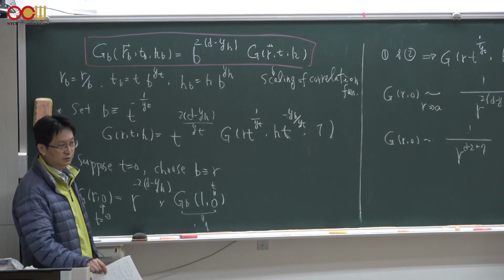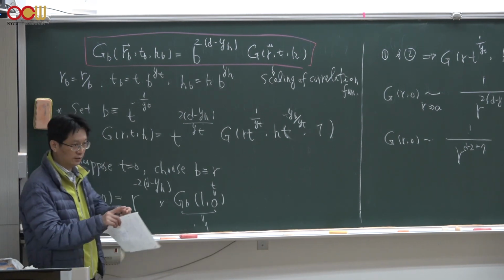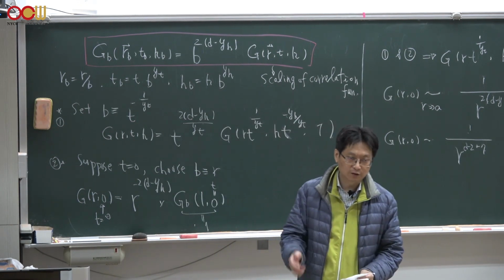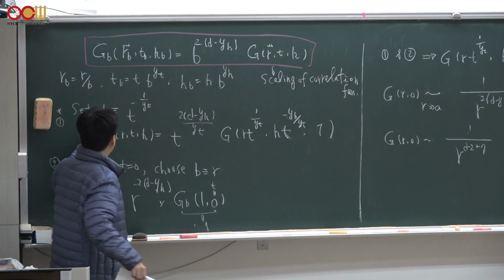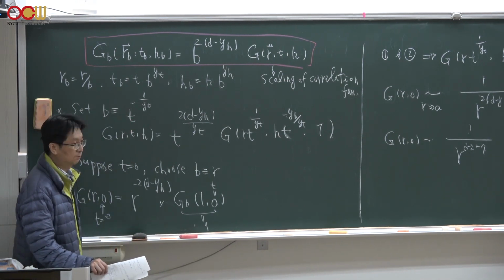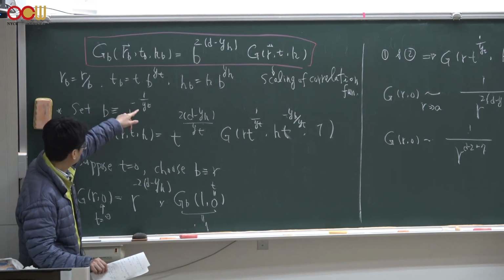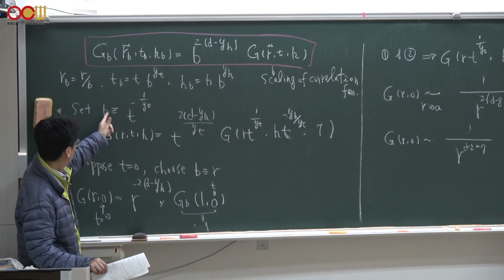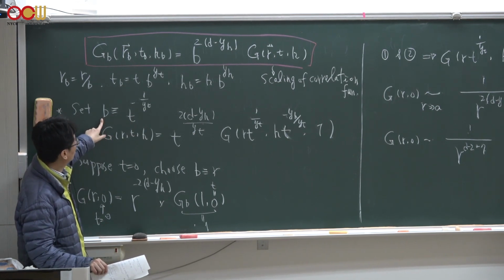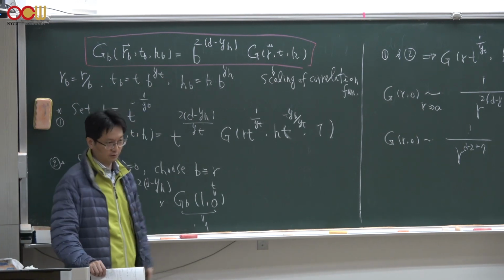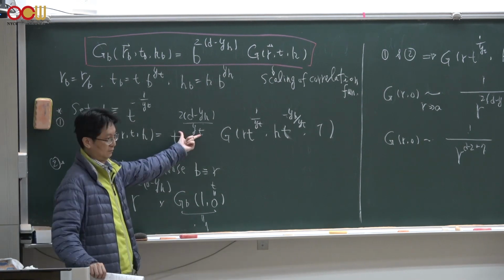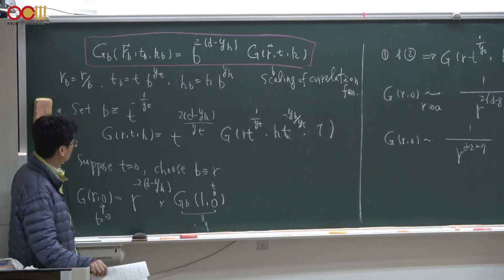So as I mentioned a moment ago, this scale factor b is arbitrary, and so we could choose whatever is convenient for us. First, let's set the factor b to be t to the power of minus 1 over yt. We can plug this choice for b back into the scaling relation of the correlation function, and we get this slightly messy power law in t.